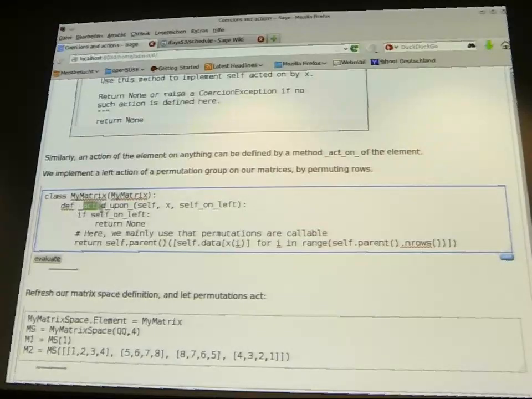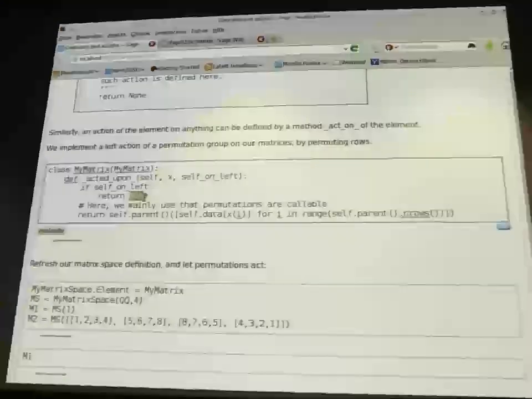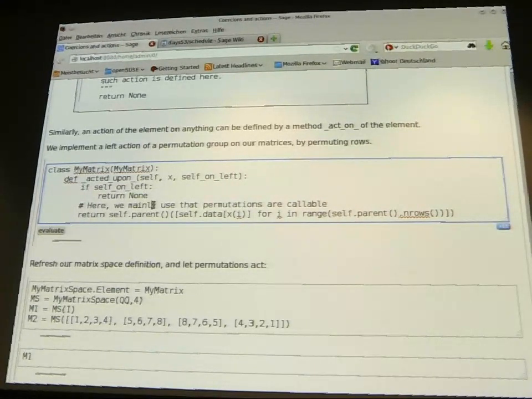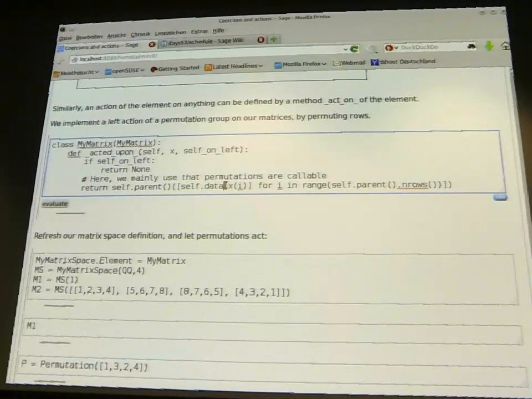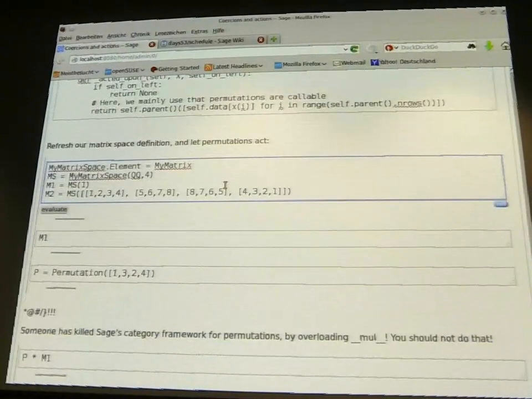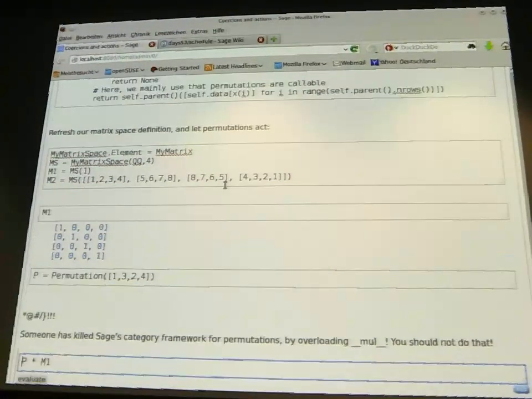We implement _acted_upon_. x shall be some permutation. It shall be on the left. If self is on the left and the permutation is not on the left, then there is no action, so we return None. And otherwise, we simply assume that a permutation is callable and apply it here to permute the rows. Evaluate it. Create a matrix. Here's the matrix, simply a diagonal matrix. Create a permutation.